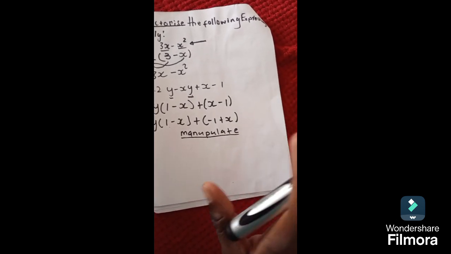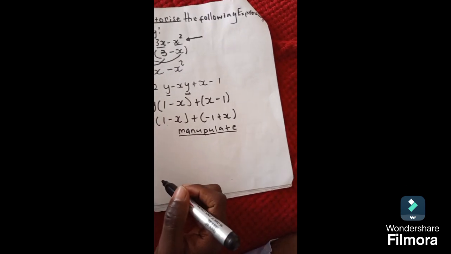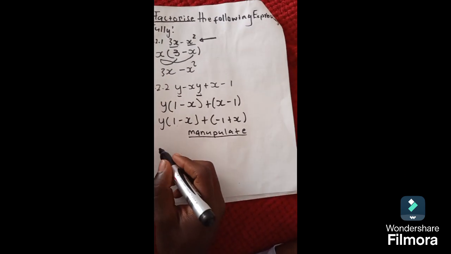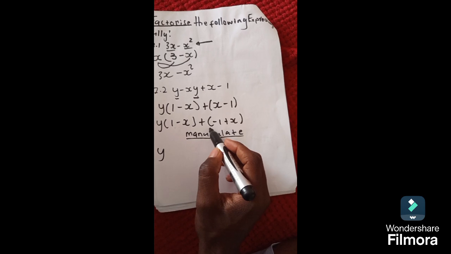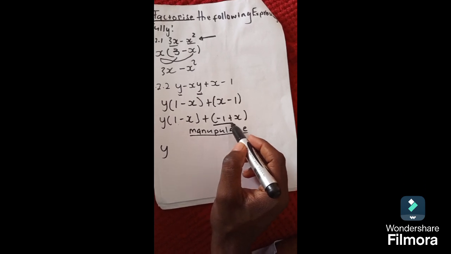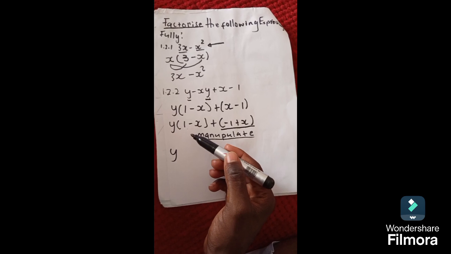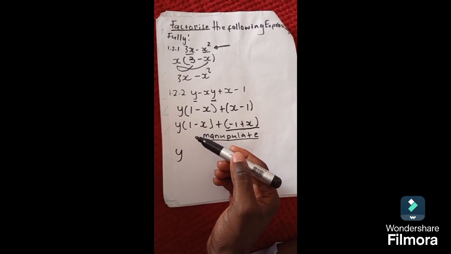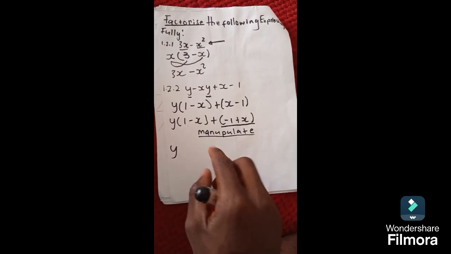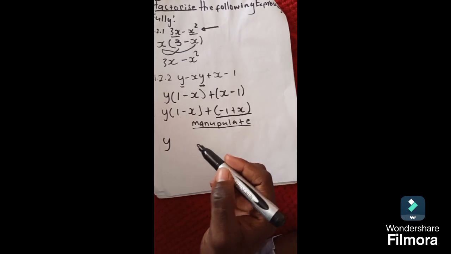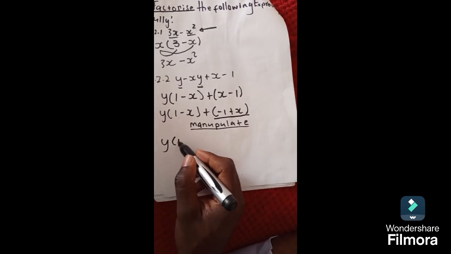Okay, let me just continue. So here I want to manipulate this one, right? Remember, as students or learners, you are not the same. The other student will want to manipulate this one, but at the end of the day, the goal is to make these two brackets to be the same. So we have 1 minus x here.